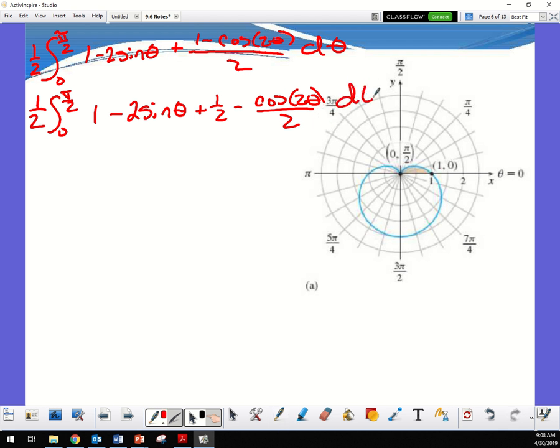And then d theta. So what we're actually trying to find here is the area, because we're starting here at 0 and going from here to here, which is pi over 2. All right, so let's go through and we can do the integration now. Let's turn this into 3/2, because 1 plus 1/2 is 3/2.